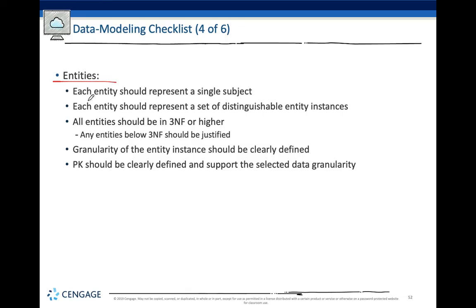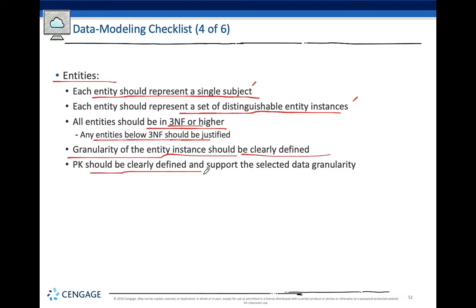Entities. Now, each entity should represent a single subject, right? Each entity should represent a set of distinguishable entity instances. The entities should be in 3NF or higher. And if you have entities below 3NF, then they should be justified. The granularity of the entity instance should be clearly defined, and the primary key should be clearly defined. Okay.